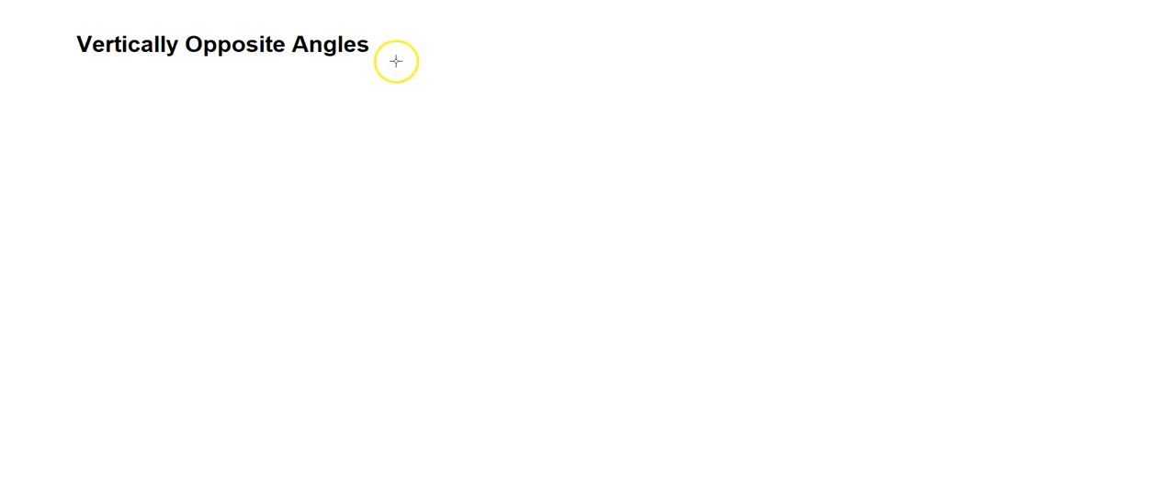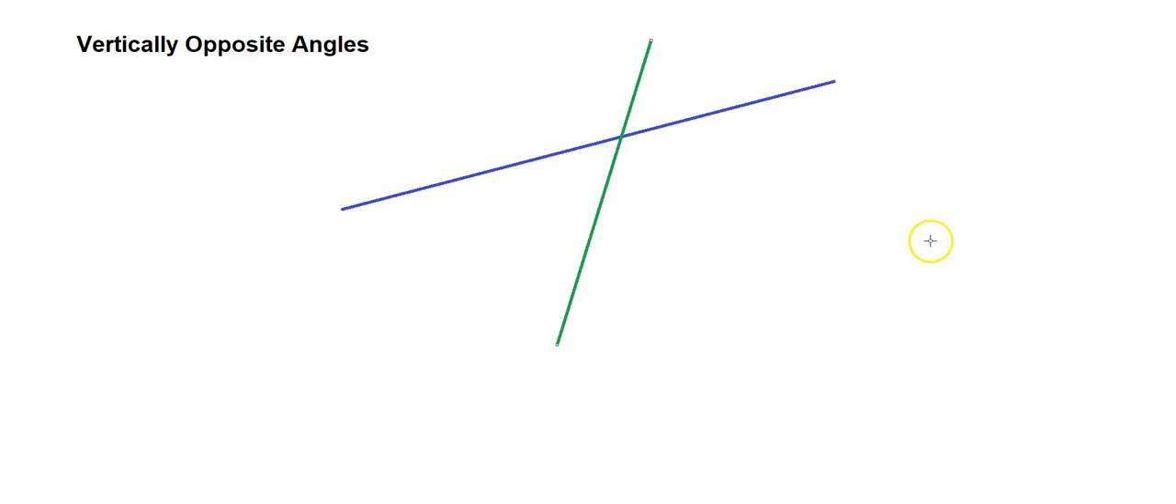Okay, so vertically opposite angles. First of all, we need some angles. When you have vertically opposite angle questions, it tends to look a little bit like this. You have one straight line, and it normally intersects with another straight line. Something like this. And so magically, you have created at least 4 angles.